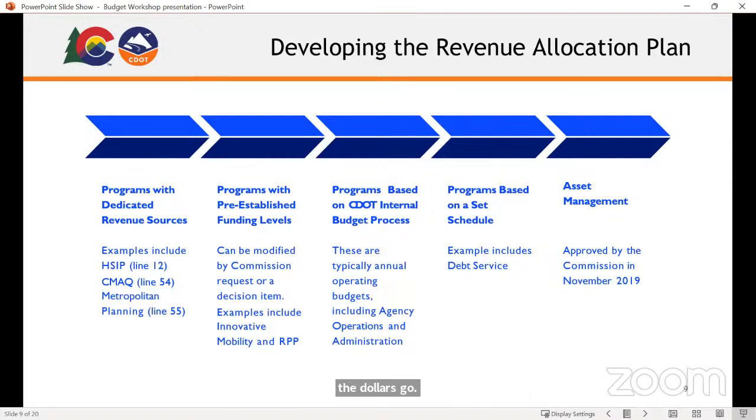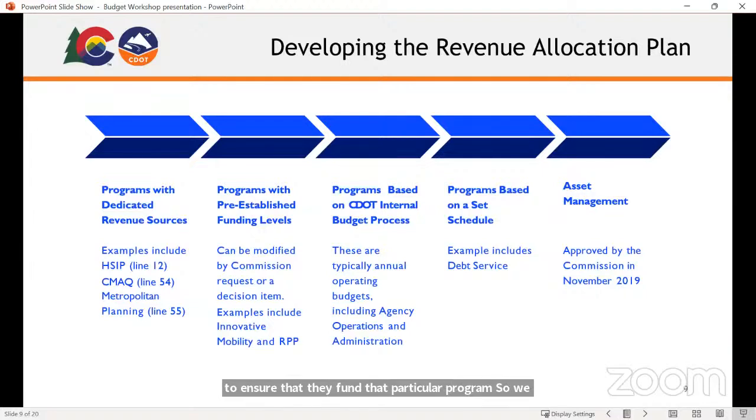We start with programs with dedicated revenue sources. There are many cases where funds come with very specific instructions about exactly what we have to do. FHWA is the best example, right? So CMAQ, congestion mitigation and air quality improvement, those dollars have to go into projects that reduce congestion and improve air quality in non-attainment areas. So we put them in a specific place, in a specific program, to ensure that they fund that particular program. So we don't get any choice about that.